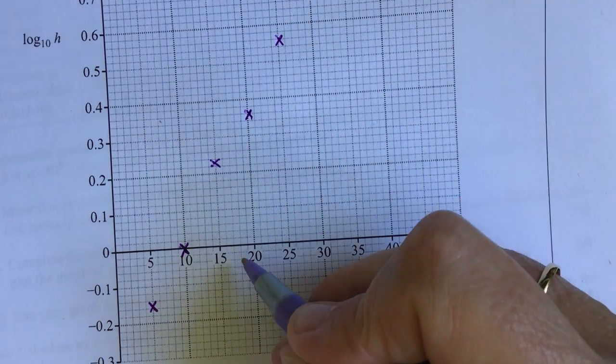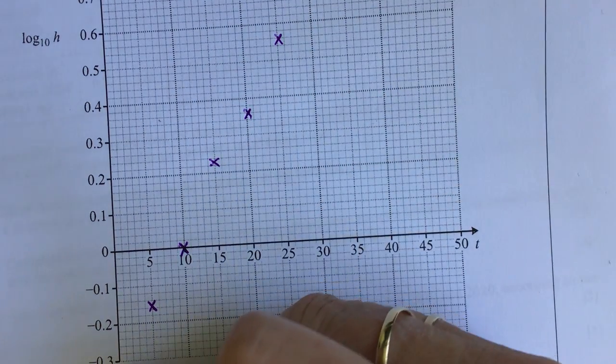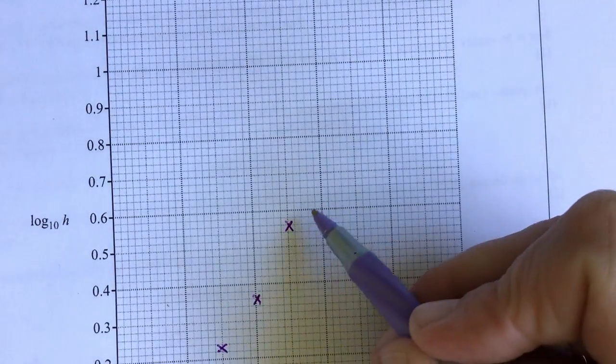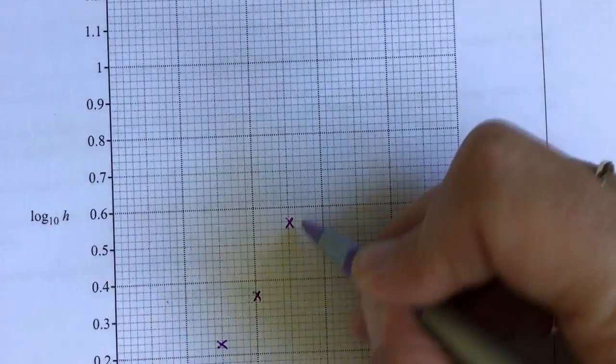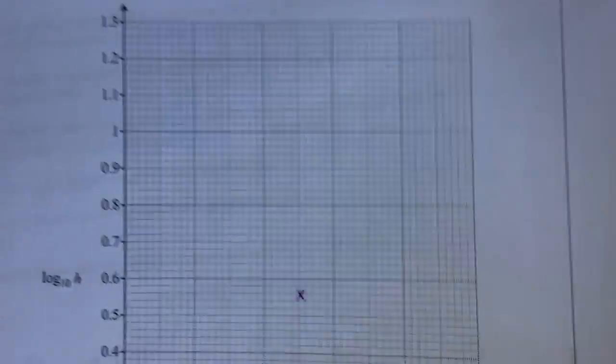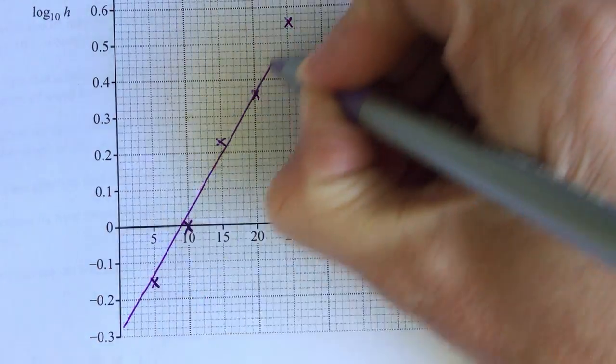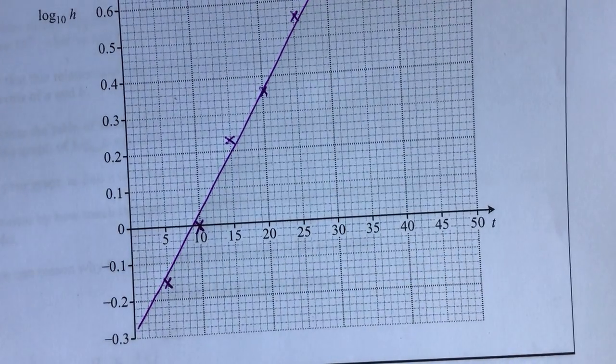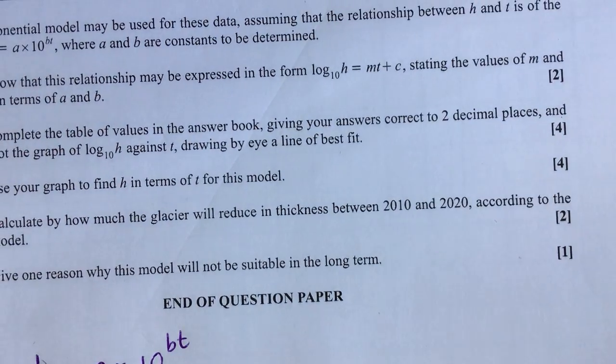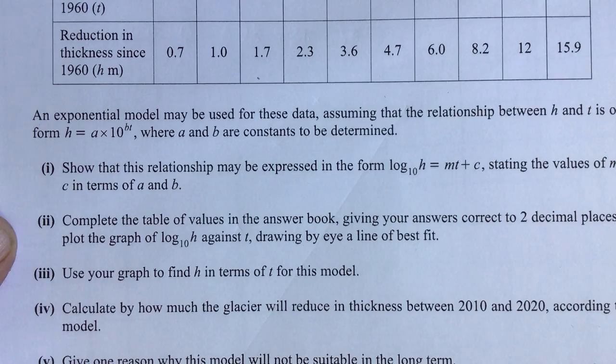Okay, now it says, when it says draw by eye a line of best fit, it means use a ruler. It's talking about not having to put the, I forgot what it's called, the mean values in. It's a technicality. I don't have a ruler here, so I'm just going to go as best I can. Okay, so that's part 2 completed.